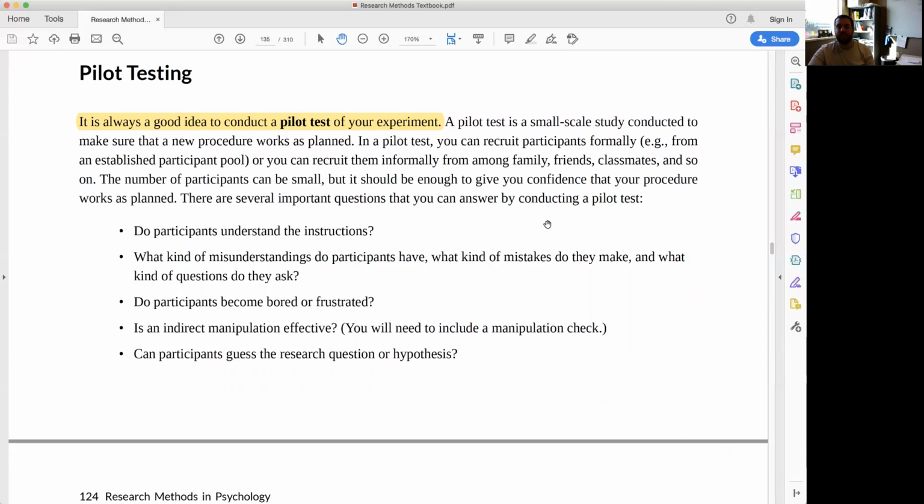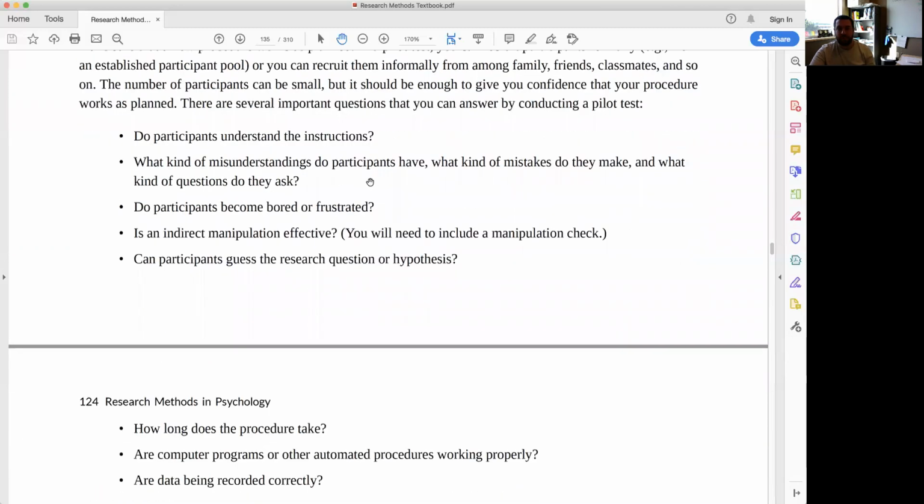Because it's not like you're using the data, right? That's the key, is that your pilot data does not actually get used in your study. This is for you to work out all your kinks. So here it mentions things like, do your participants actually understand instructions? Do they understand the materials that you have given? Is the reading level too hard? Do they become bored or frustrated? How long does it actually take for them to complete?